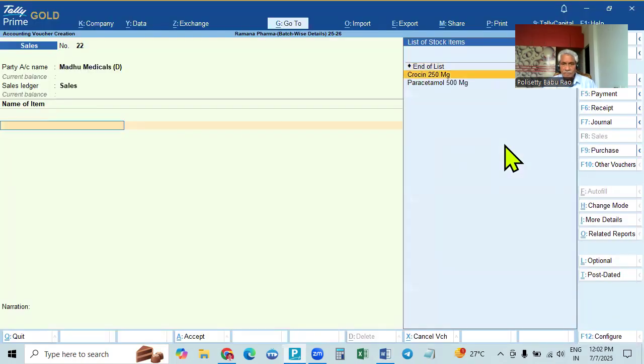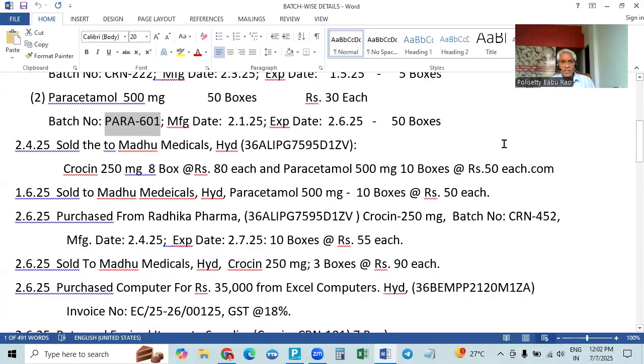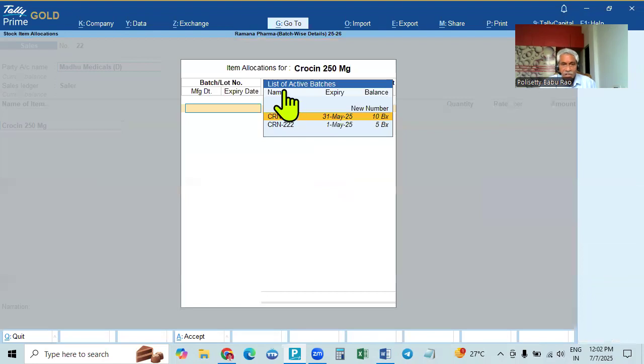So select Crocin. In this case, what is the list of active batches? Expired batches will not show. When you are selling, expired batches will not show up, because if they are showing, we may sell them by mistake. That is why the expired items will not be shown. Only active batches will be shown.